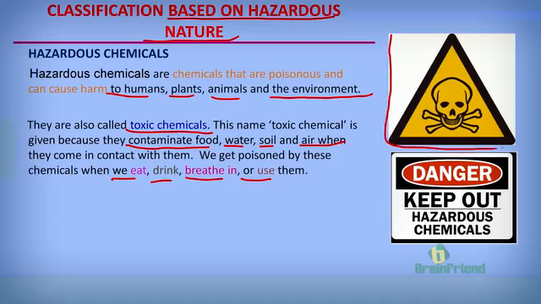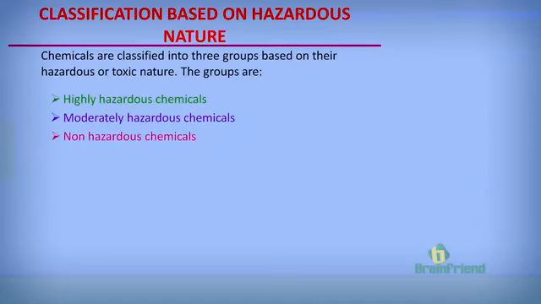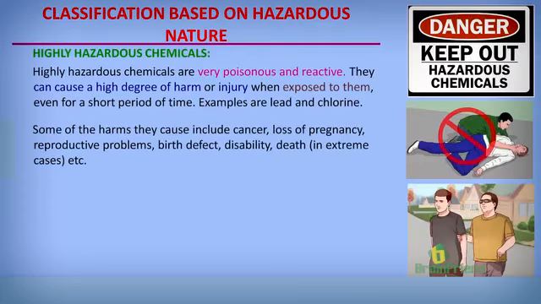This means that a particular chemical is toxic and you should be careful with it. This is also telling you that a particular chemical is hazardous and it is dangerous, therefore you should be careful with it. Chemicals are classified into 3 groups based on their hazardous or toxic nature. We have highly hazardous chemicals, moderately hazardous chemicals, and non-hazardous chemicals. Let's take them one after the other.